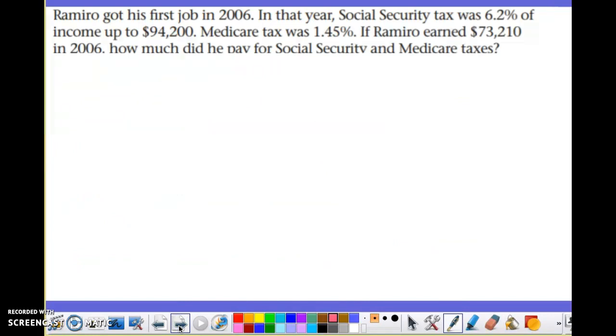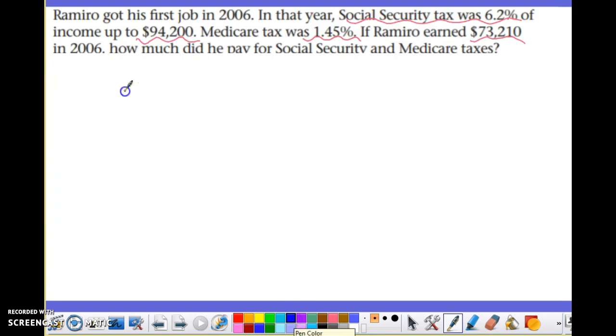The first one says, Ramiro got his first job in 2006. That year's Social Security tax was 6.2% of his income up to $94,200. So they can only take 6.2% up to $94,200. Medicare tax, on the other hand, was 1.45%. And remember, there's no cap on that, so you pay that for your entire income. It says if Ramiro earns $73,210 in 2006, how much did he pay for Social Security and Medicare taxes?